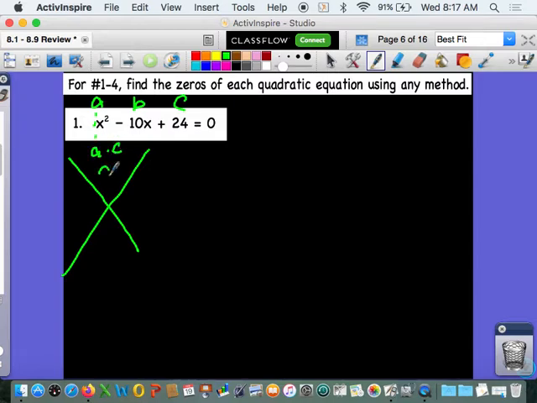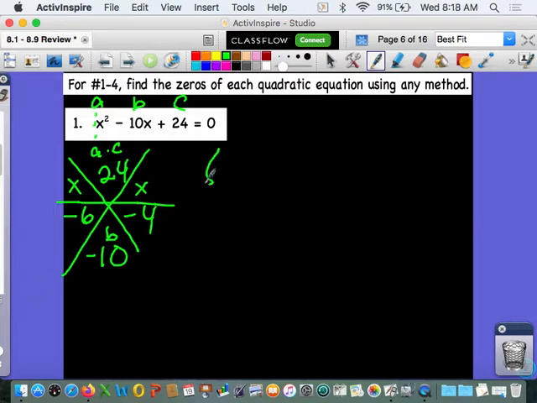So, what goes on the top of this X? A times C, which is 24. On the bottom, your B is your negative 10. Okay? Now, your factors of 24 that add together to give you negative 10: negative 6, negative 4. Right? If you're doing the snowflake method, you have an x on the top right here. Now what do I do? Make my binomials. What are my binomials? (x minus 6)(x minus 4), and this all equals 0.